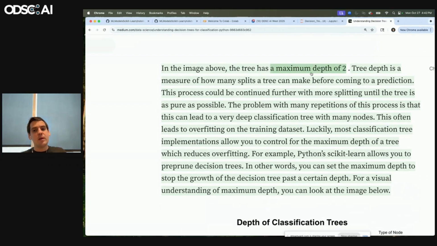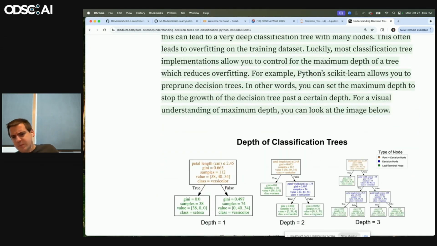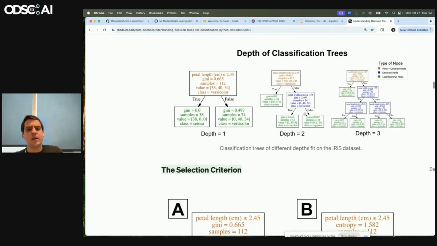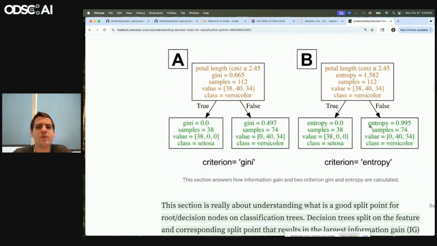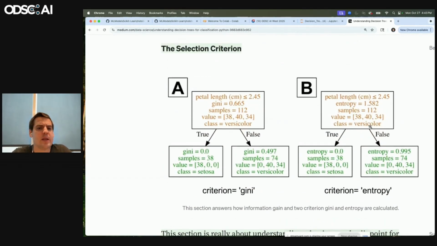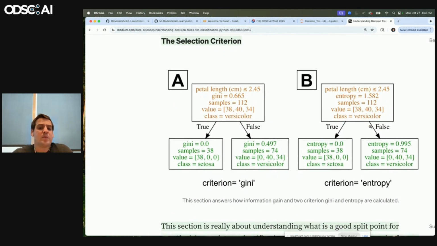Tree depth is something that comes after you train the model on the data. Tree depth is a measure of how many splits a tree made before coming to a prediction. One thing you might notice over here is that this is 1 question at max, this is 2 questions at max, and this is 3 questions at max before coming to a prediction down here. And as far as how these models select the split point, it really depends on the metric that you have.